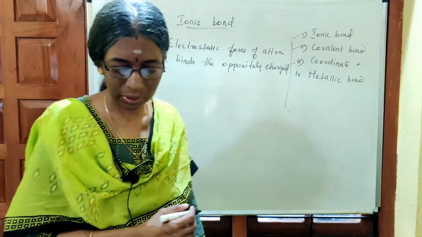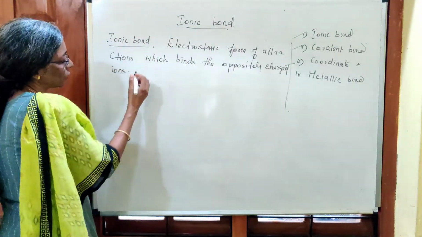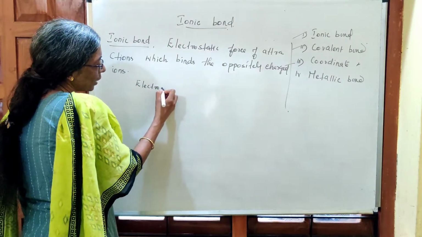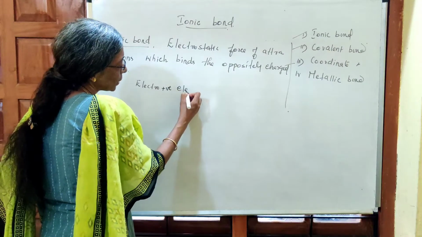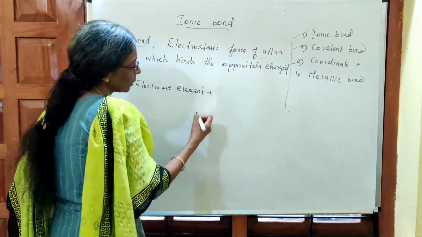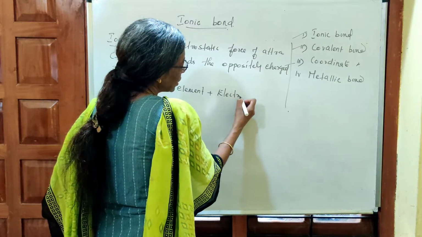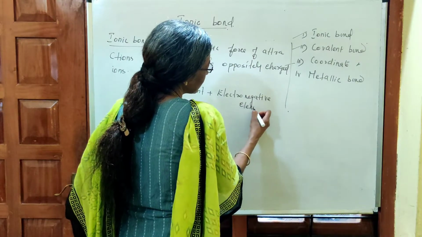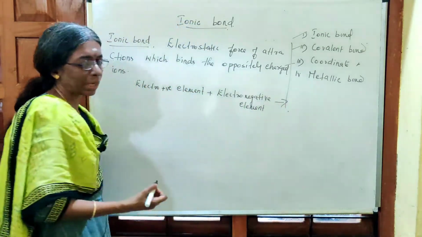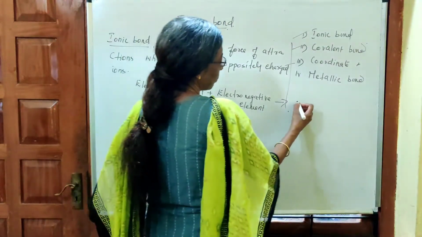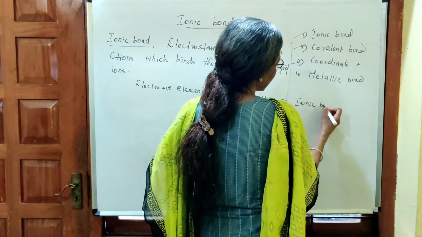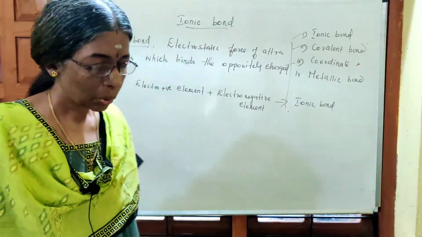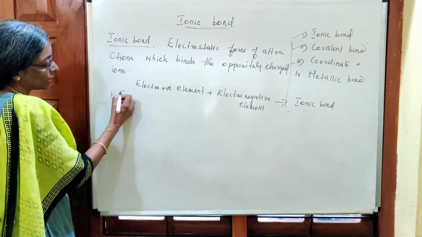for ionic bonds. So first one, ionic bond is formed between electropositive element plus electronegative element. Electropositive element and electronegative element, it gives ionic bond. So ionic bond is formed between electropositive element and electronegative element. Okay, then what are the conditions?